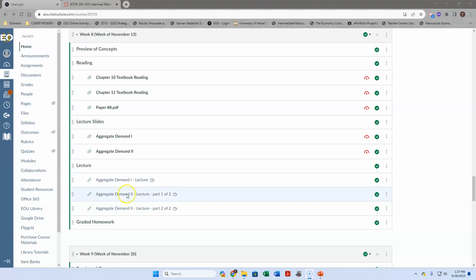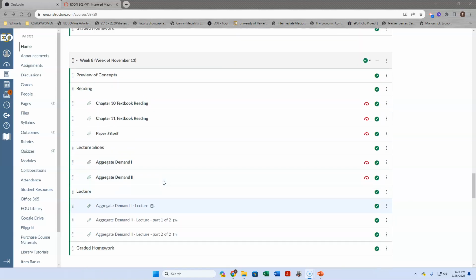Now we get in week 8 to perhaps our two most difficult chapters or lengthy chapters. And it's so big that it's got to spread out over two chapters. So we've got aggregate demand 1 and aggregate demand 2. And the lectures are pretty long to go along with it as well.